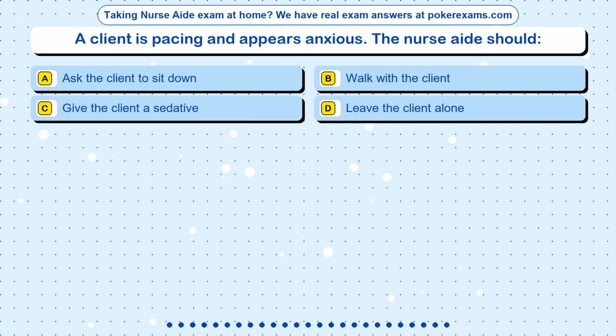Question 6. A client is pacing and appears anxious. The nurse aide should: Option A. Ask the client to sit down. Option B. Walk with the client. Option C. Give the client a sedative. Option D. Leave the client alone.